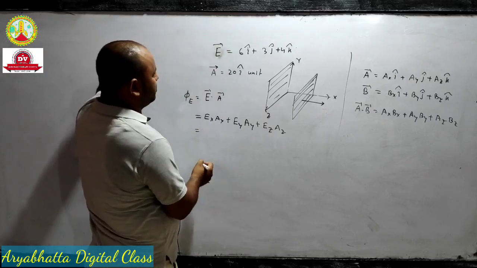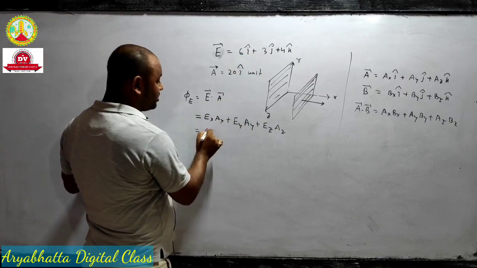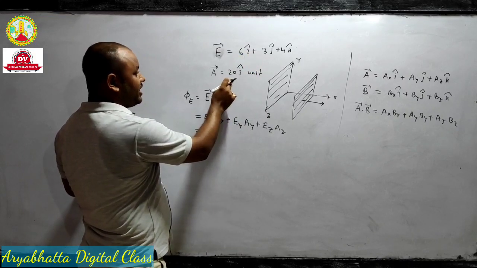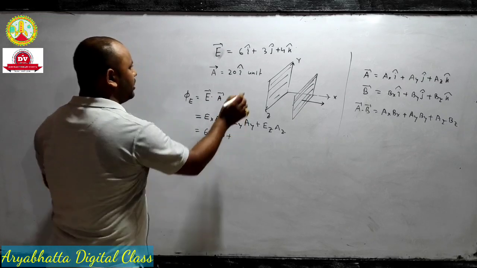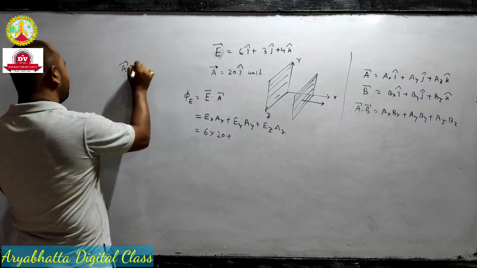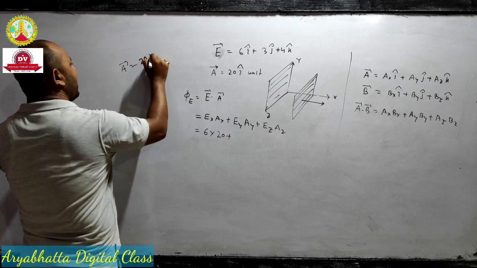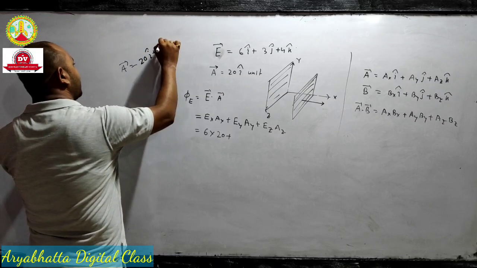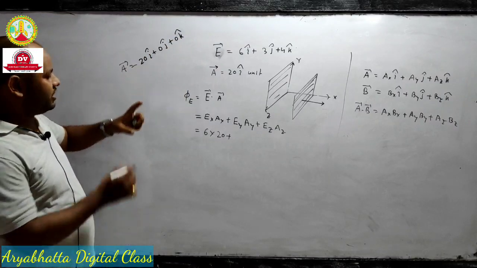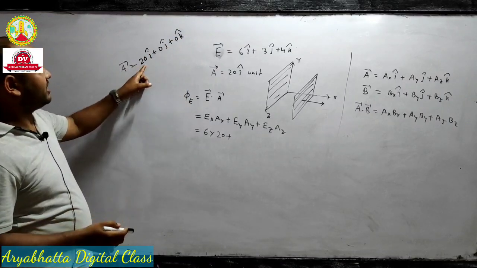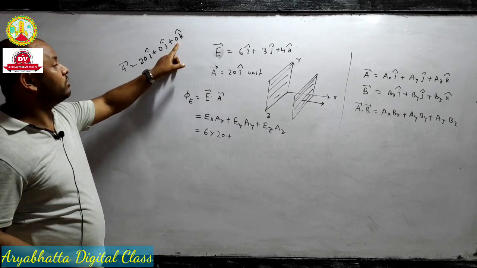Here ex will be how much? Ex is the component of the x axis, it is 6, and what is ax? Ax means the component of the x axis, which is equal to 20. This a vector can also be written as 20 i cap plus 0 j cap plus 0 k cap. Here 20 is the component along the x axis, 0 is the component along the y axis, and this is the component along the z axis.